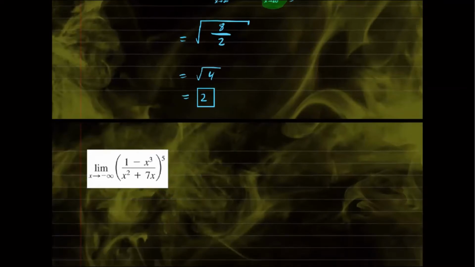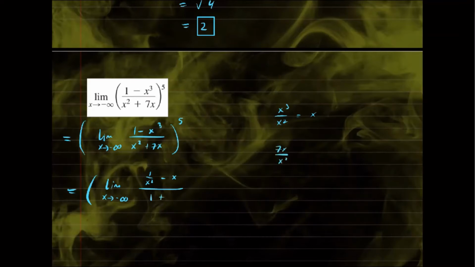Similarly, we have everything to the 5th power. By limit laws, I can pull that outside the limit. So you have the limit as x approaches negative infinity, 1 minus x cubed over x squared plus 7x, everything to the 5th power. So that's by limit laws. And now we do the same thing as before. We divide everything by the highest power of x in the denominator. That's this one right here. So let's go ahead and do that.